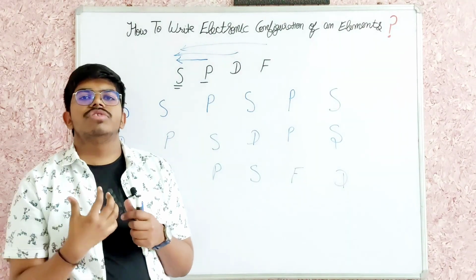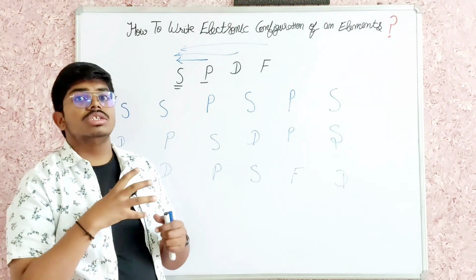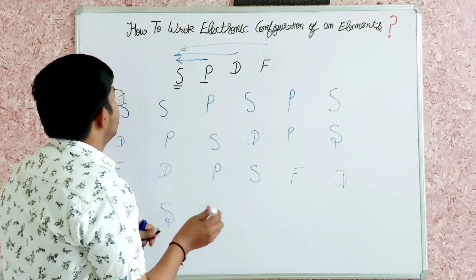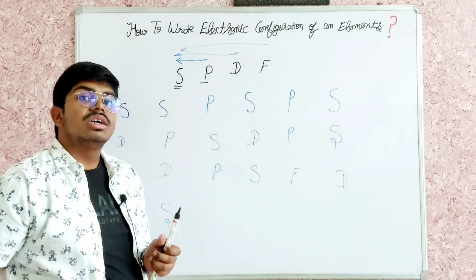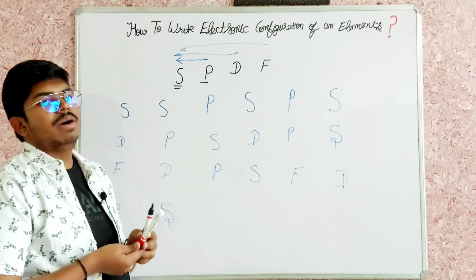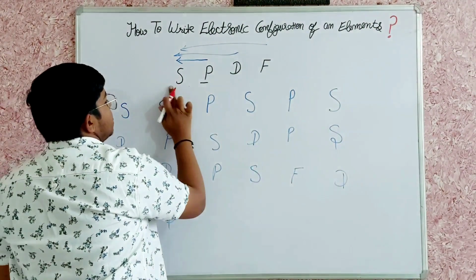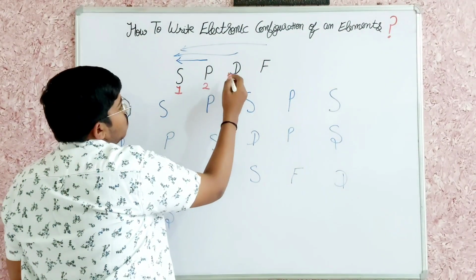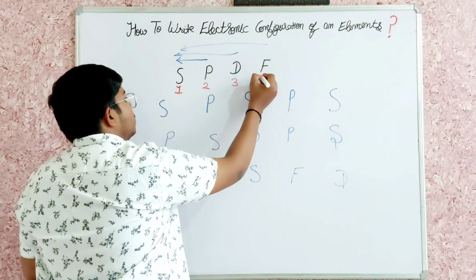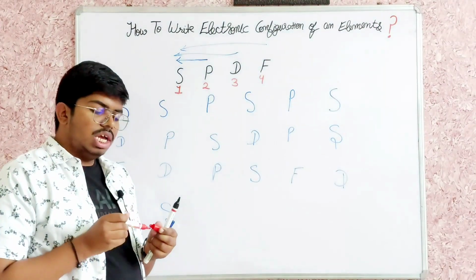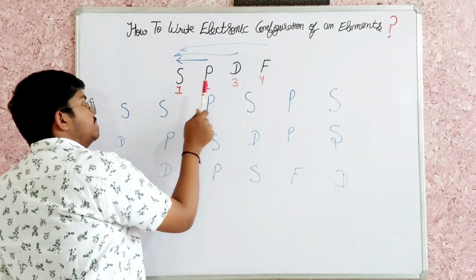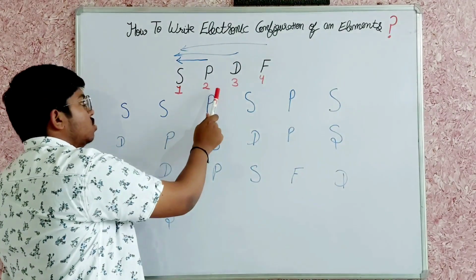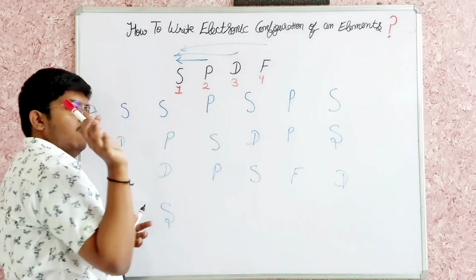Now let's write the configuration, whether it is 1s2 or 2s2. For that I have an amazing trick. First let's give numbering to the orbitals. Our S is on the first place, so 1; P is on the second place, so 2; D is on the third and F is on the fourth.